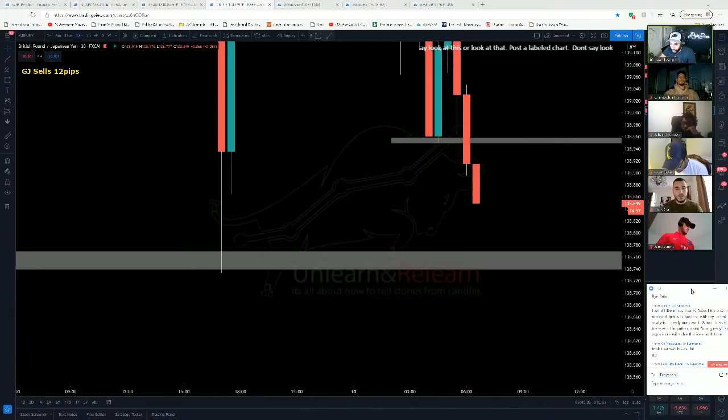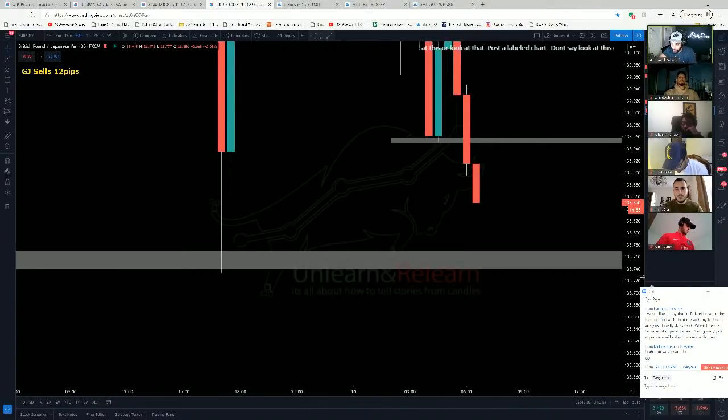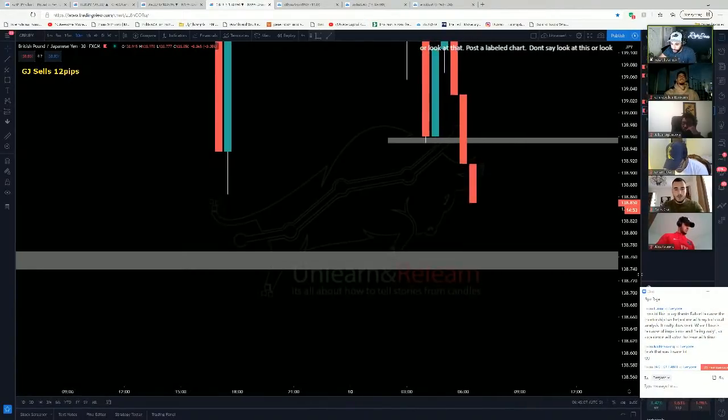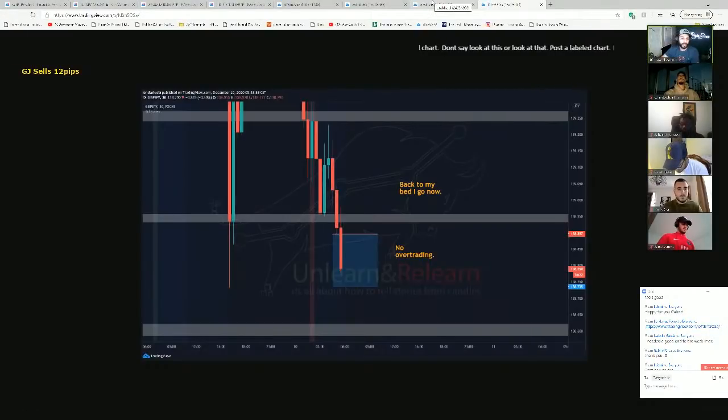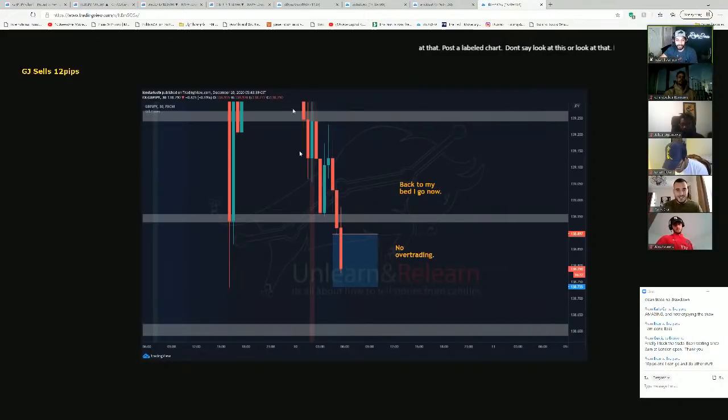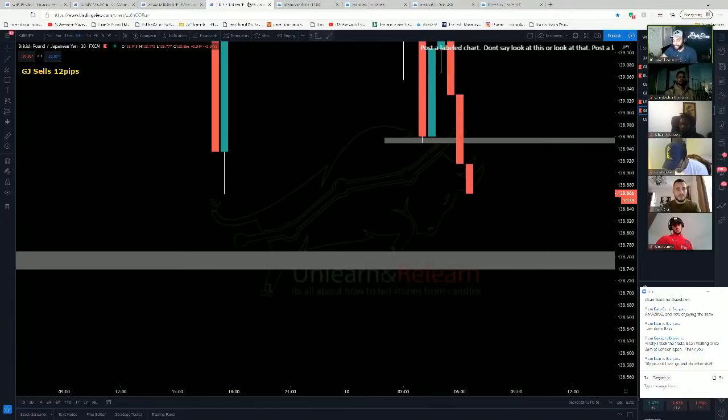All right. I would like to say thanks because the mentorship has helped me with technical analysis. It really does work. Yes. All right. Let's take a look at this chart over here. This is back to bed now I go. No overtrading. Beautiful. Just go back to bed. That's correct. They won the trade and amazing.